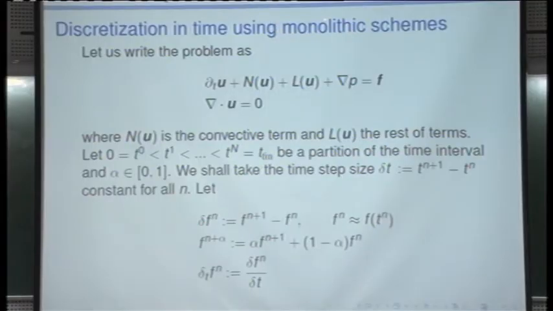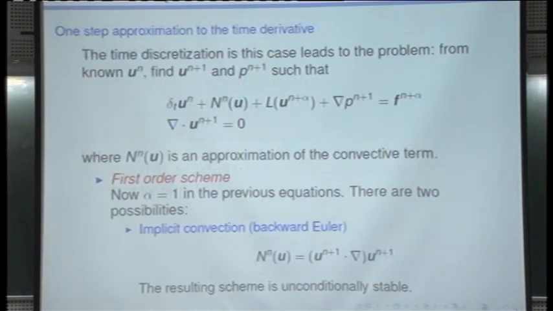And here we will see discretization in time using monolithic schemes. Monolithic means that we try to solve for the velocity and the pressure at the same time. That's what monolithic means, in contrast to fractional step that we will see later. So let's talk about one-step approximation to the time derivative. What is a one-step approximation? A one-step approximation is the one in which you only use values of the unknown in one step.